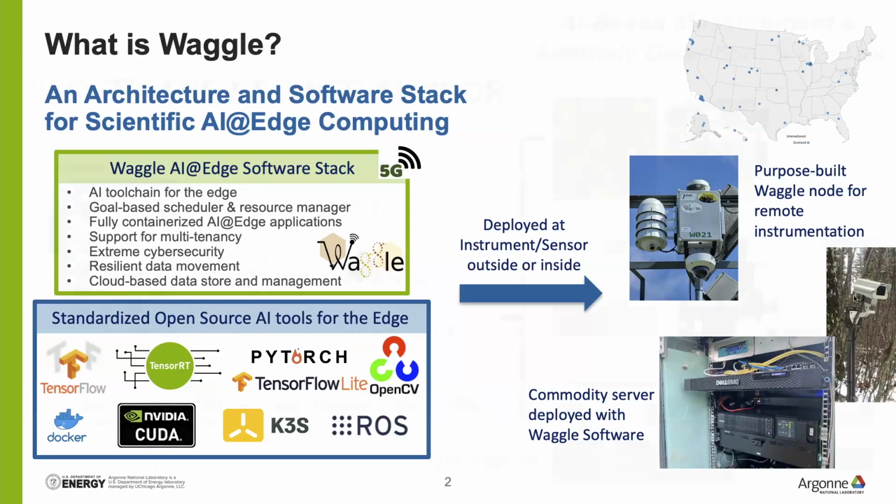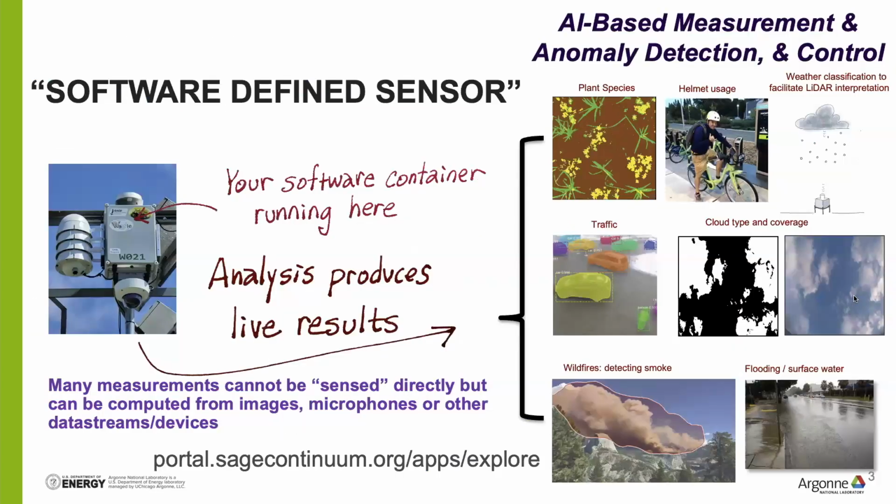And the goal of the whole project is what we call a software-defined sensor. If you think about science, there are a lot of things for which you can buy a sensor. You can buy a temperature sensor, you can buy a humidity sensor, but there are a lot of things you want to measure that you can't actually buy a sensor for. But you can compute what you want using powerful AI tools: as long as you have images, microphones, or other data sources, you can actually develop your own sensor with software.